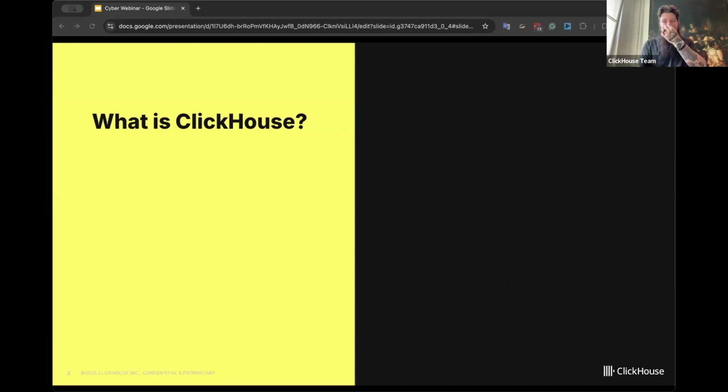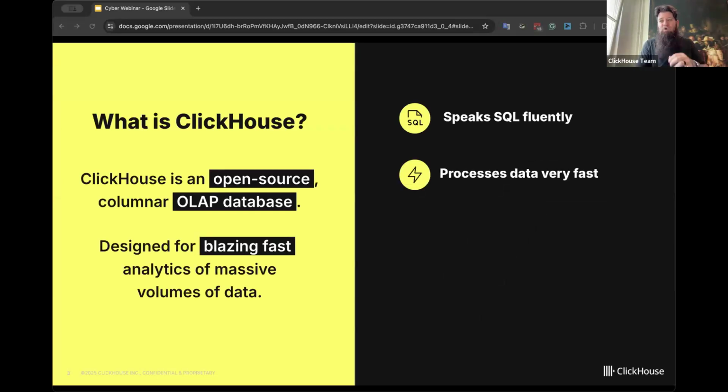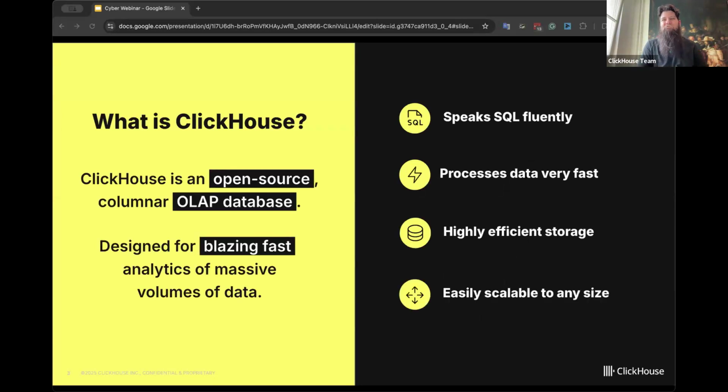So what is ClickHouse? ClickHouse is an open source columnar OLAP database. Those are all attributes, and the benefit of those attributes are that ClickHouse speaks SQL, processes data very, very quickly. It's highly efficient. It's easily scalable. But a database in isolation is meaningless. I could talk about predicate pushdown, or I could talk about query analyzer, or how we think about the notion of consensus, or what we've done in ClickHouse Cloud. It's sort of in perpetuity. I love that stuff. It's great to talk about.